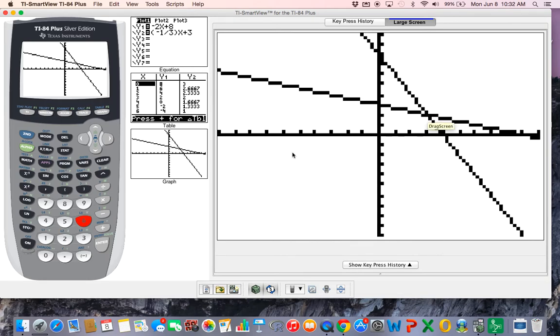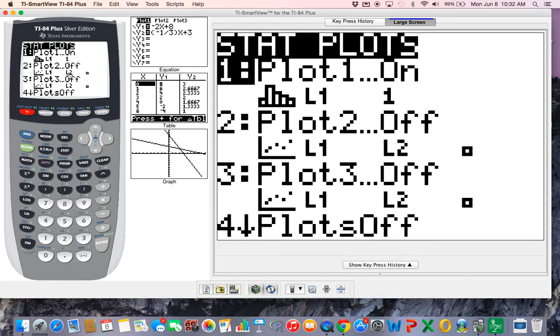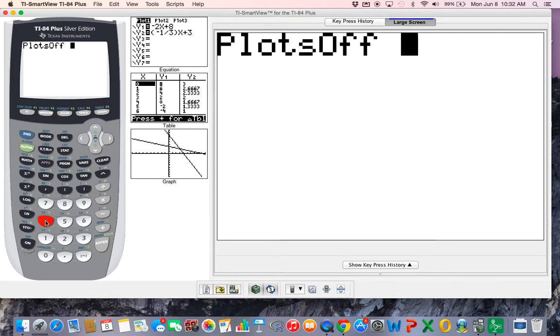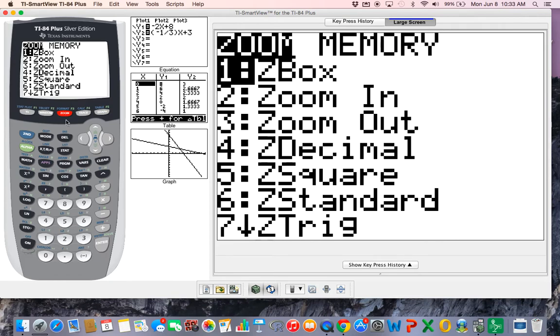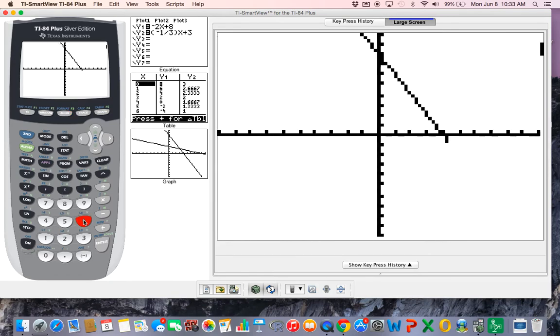then I can get the solution. Now guys, if you got an error, and I talked about this earlier in a video, but if for some reason you didn't watch it, which would be shame on you, you might have to go second function, stat plot, and turn these things off. So I'm just going to go 4, plots off, and hit enter where it says done, and then I'm going to go back to zoom 6, zoom standard, and I shouldn't get my error.